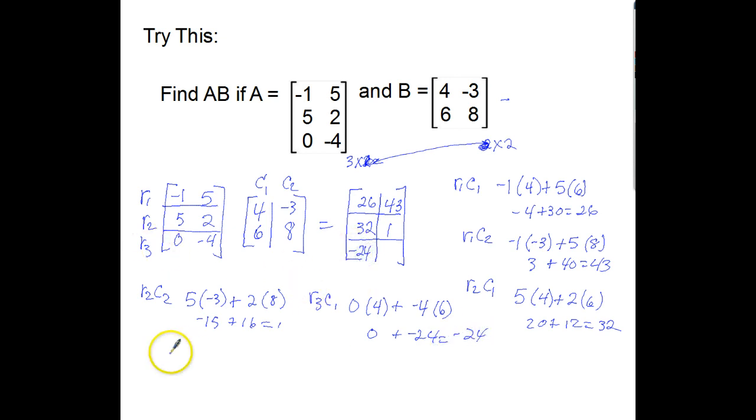And now finally, row 3, column 2. So it's going to be this row times this column. First in the row, 0, times first in the column, -3, plus second in the row, -4, times second in the column, 8. We have 0 plus -32. That's equal to -32. All right. Moving on.